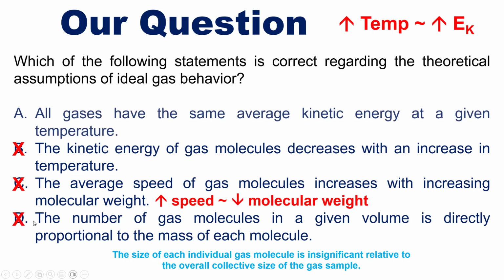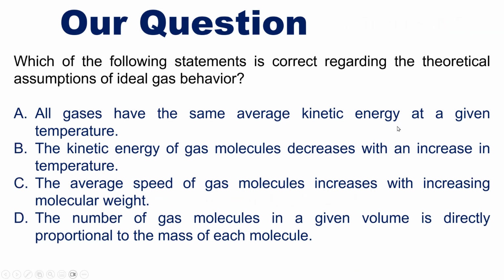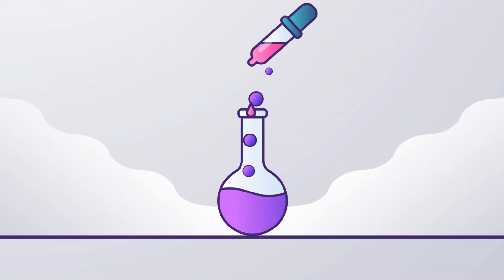So what of option A? Well, it says that all gases have the same average kinetic energy at a given temperature. In other words, kinetic energy is directly proportional to temperature. And when making ideal gas behavior theoretical assumptions, that ends up holding true for all gases, regardless of their identities. Thus, this question's correct answer is option A.